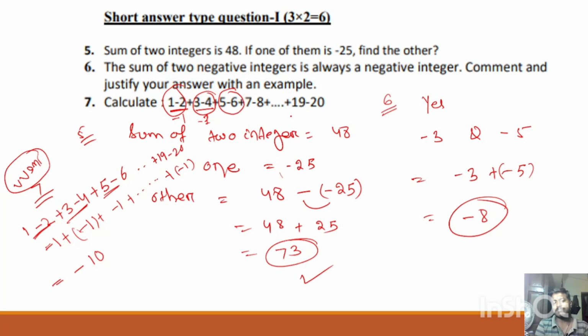How many times are there minus 1s? Not 20 times, because there are 20 numbers and we are arranging them 2 by 2, that's why there are 10 minus 1s, and the answer is minus 10. Means when we add minus 1 ten times, the answer is minus 10. How minus 10? Because when we add the same sign, we put the same sign and add the numbers. Okay, clear? Now next question.